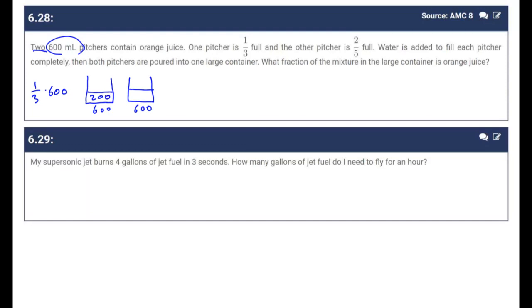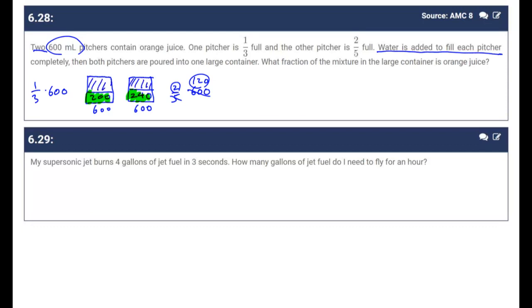And what is 2/5 of 600? Since 5 goes in there 120 times, 2 times 120, that will be 240. So that's how much orange juice we have, right? Now I'm going to fill water into this. Water is added to fill each pitcher completely. So all the way to the brim, right? So this is water added and this is water added, right?